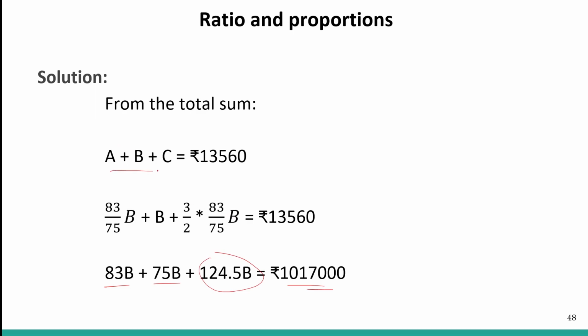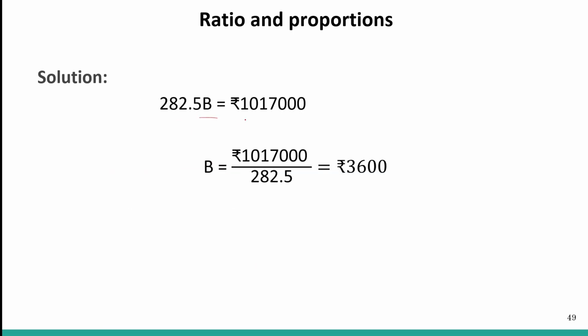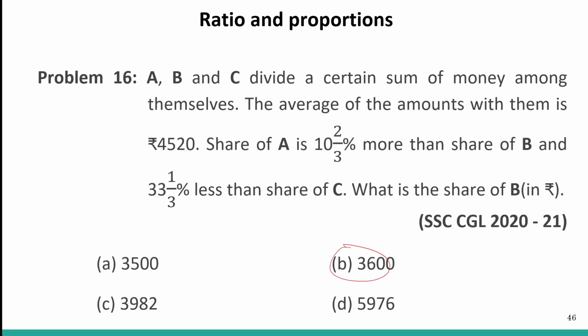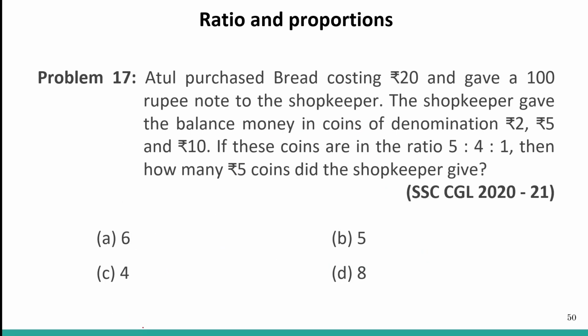So 83B plus 75B plus 124.5B is equal to this much, because A, B, C added is equal to 13560. So 282.5B is equal to 10,17,000. So B is equal to 10,17,000 by 282.5, that is nothing but 3600. So 3600 is the correct answer. These are all incorrect answers: 3982, 3500. Okay.